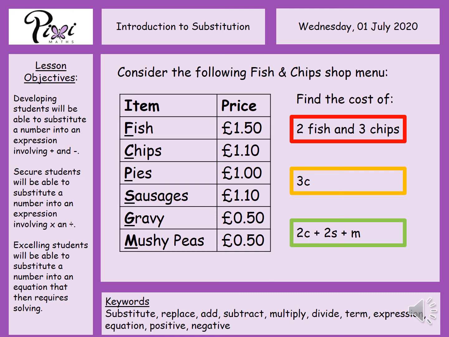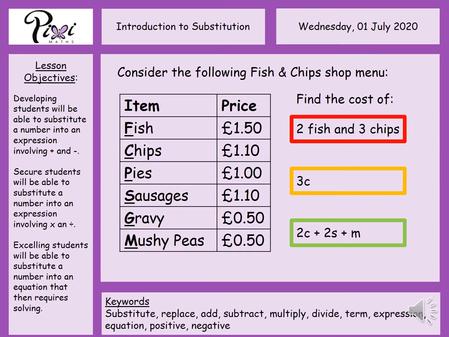So today's starter, here we've got a menu of various fish and chips items, and on the right we've got a question. What you need to do is try and find out the cost of 2 fish and 3 chips, and then 3C, so that's 3 lots of chips, just taking the first letter of chips. And then the last one, 2C plus 2S plus M. So there's 2 chips, 2 sausages, and 2 mushy peas. Pause the video now and have a go at that, and then I'll go through it in a second.